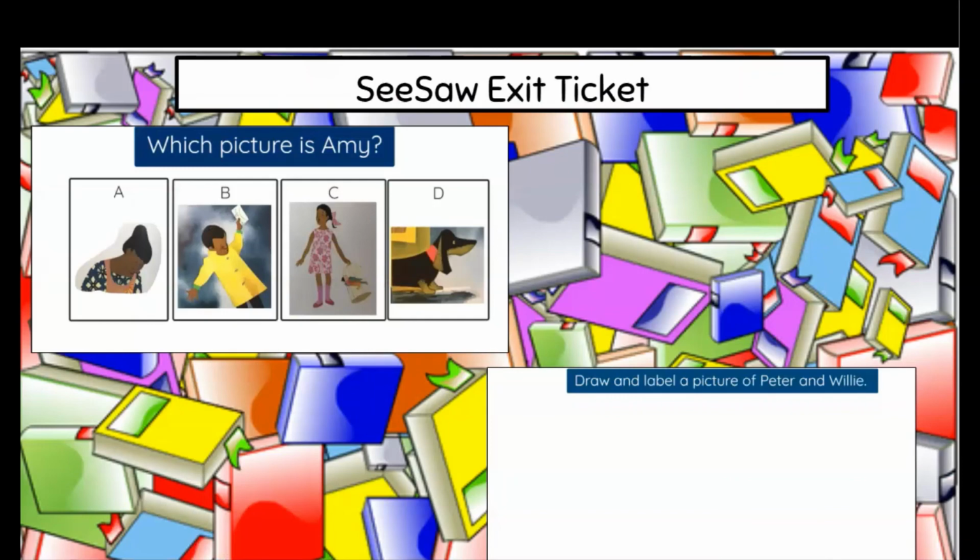Today in Seesaw, you are going to answer the question of which picture is Amy, and then you're going to draw and label a picture of Peter and Willie. And don't forget to label your picture.